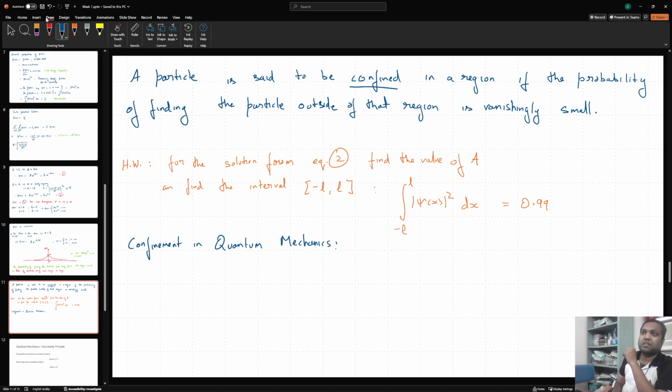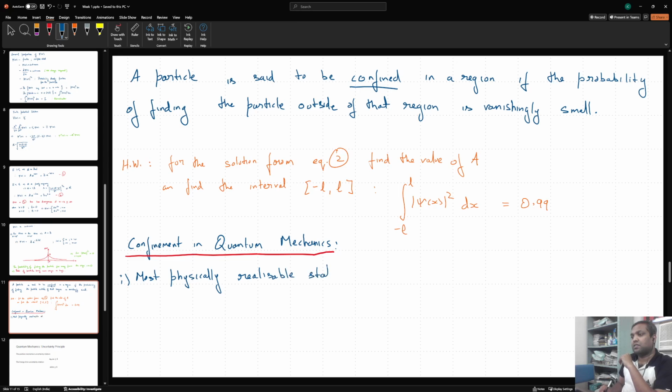So what is so special about confinement in quantum mechanics? First thing, most physically realizable states are confined, and this makes logical sense.